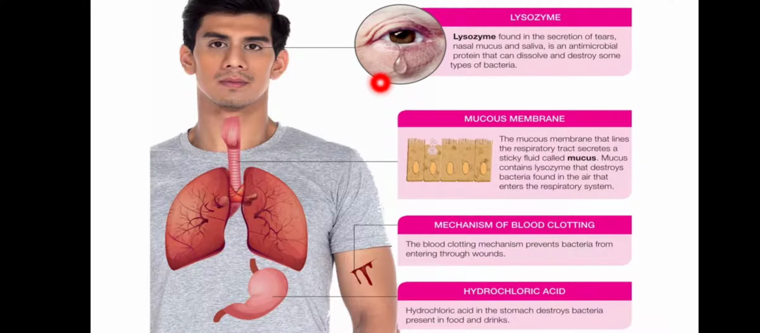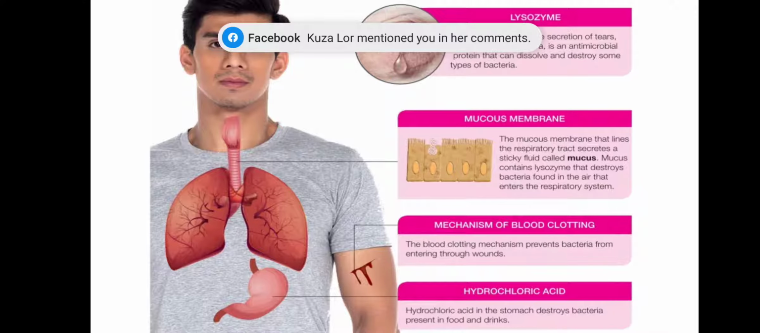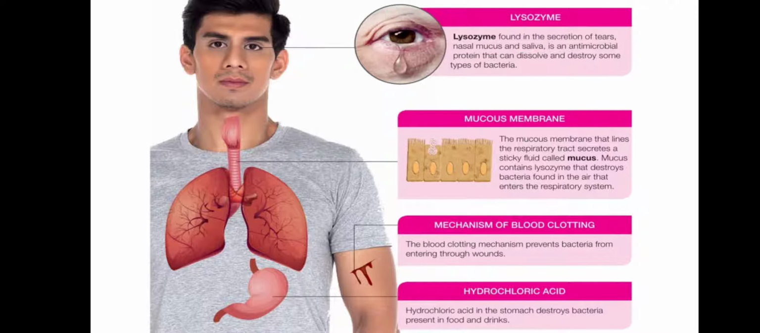Lysozyme ini adalah sejenis protein ataupun sejenis enzim, okay, di mana found in our tears, nasal mucus, our saliva. This is a type of protein. Okay, lysozyme is a type of protein atau enzyme that can dissolve and destroy some types of bacteria. So sangat penting kita punya air mata itu. Okay, air mata kita mengandungi lysozyme. Dia boleh destroy some types of bacteria.